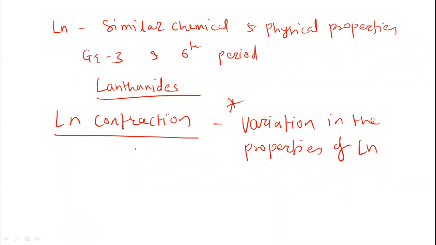Generally, the properties of the ions depend upon their ionic size, or the properties of the atom depend upon their atomic size. Now we know that in the case of the lanthanons, the atomic size goes on decreasing. So there is marginal variation in the size.